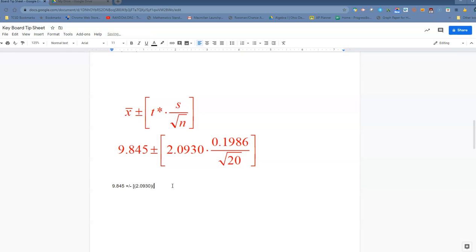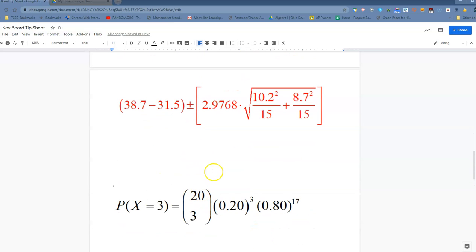And then again, now we got a standard error here. So we're going to do 0.1986 slash for divide, and then SQRT, and then in parentheses for the square root, 20. And then close that bracket. So again, it doesn't look great. Trust me, I understand that, but it's going to be really, really simple to type.